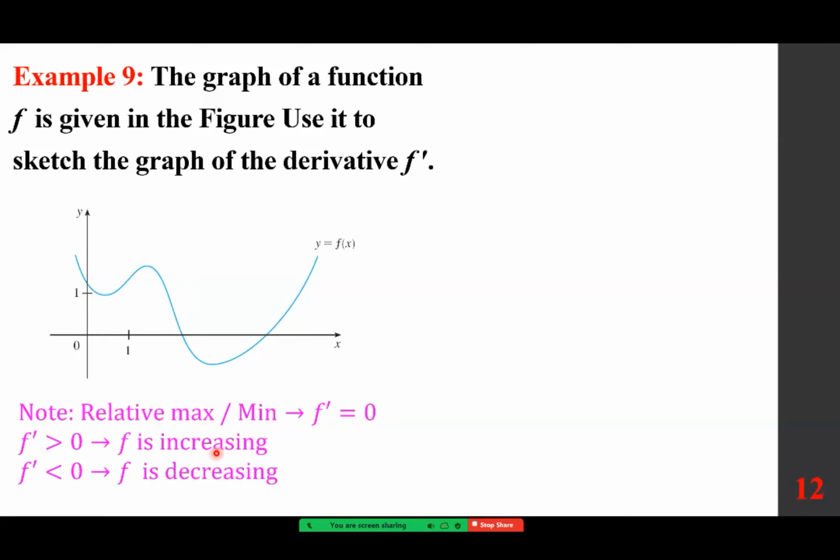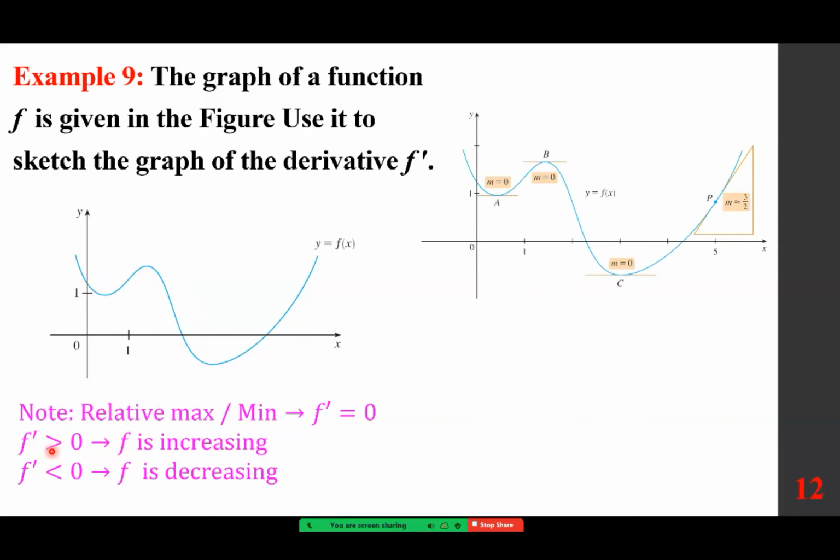And where f is decreasing, f prime is negative. When it's increasing, f prime is positive. And as you look at this one, at A, B, C, we put those small tangent lines, a line segment to represent the slope is 0, and that means they correspond to x-intercepts on the graph of f prime. This point, again, very carefully, they have drawn, you don't have to worry about it, a line segment, which is a tangent line. They pick two points and they have calculated that.